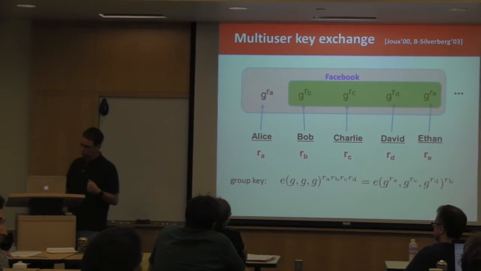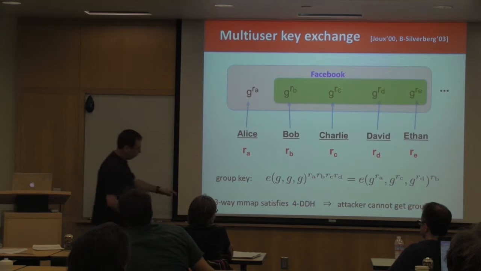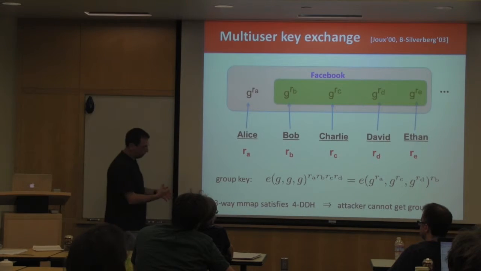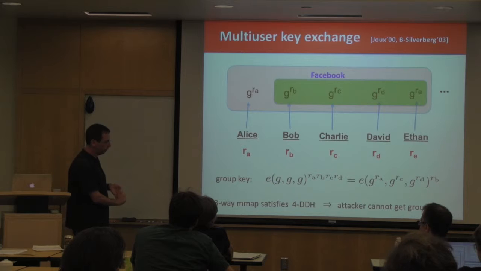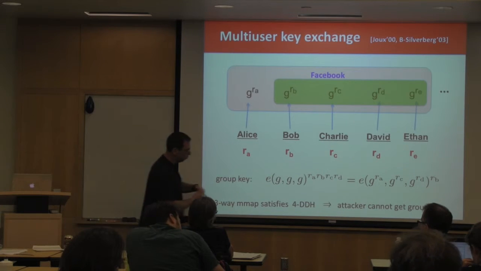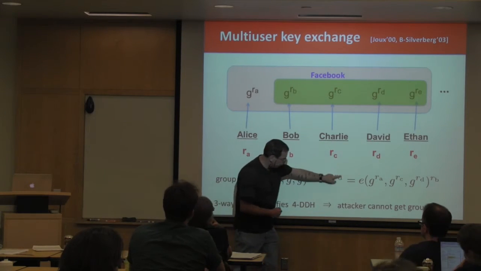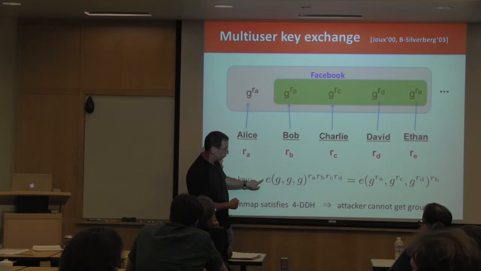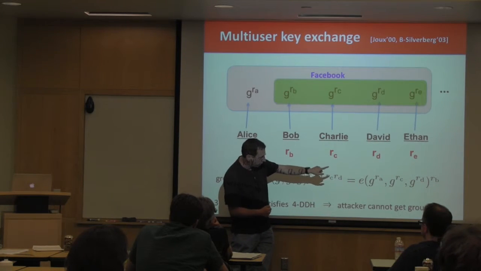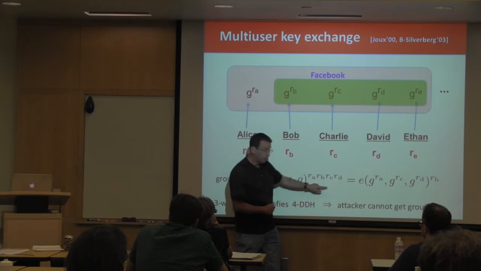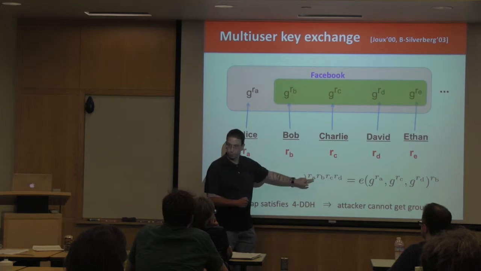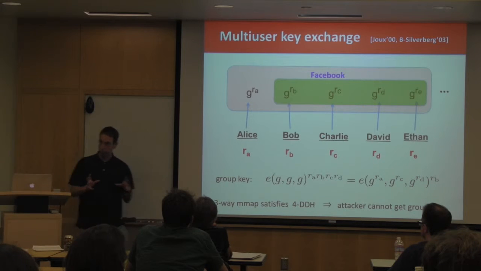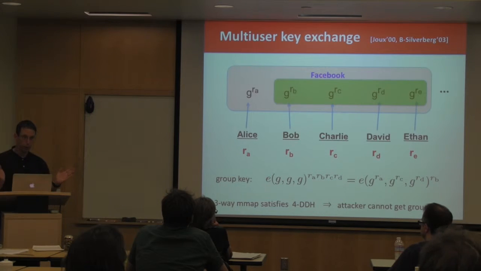And the question is, why is this secure? The answer is, if you have a 3-way multilinear map, it's going to satisfy this 4-way decision Diffie-Hellman problem. In other words, to an observer who does not have RA, RB, RC, or RD, this value is going to look indistinguishable from random. So this is the power of these multilinear maps. They allow us to do group key exchange in a way that an adversary can't figure out what the shared key is. So does that make sense?